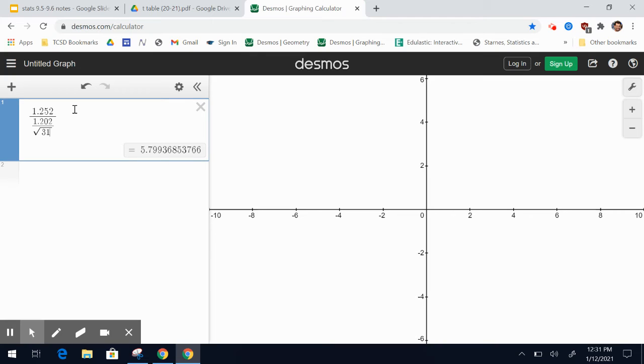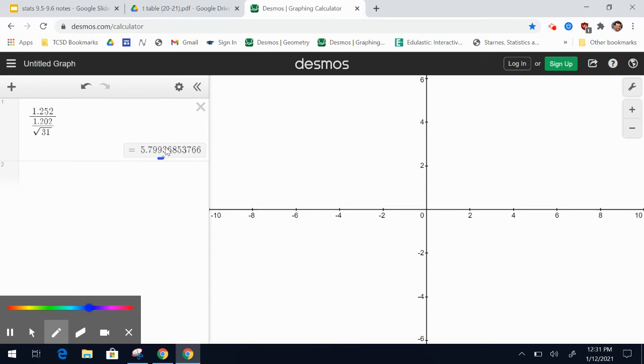All right. Again, I'll do it one more time. So fraction bar, with the sample mean difference on top, 1.252. And then in the bottom, once you go to the bottom, press a fraction bar, and now you're good to go. Put the sample standard deviation on top of that fraction, and put the square root of your sample size in the bottom. And there's our t test statistic. The 3 does not change the 9, so your t value is 5.799. Again, rather high. Hope you understand.